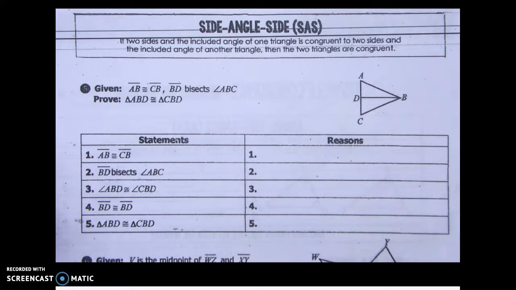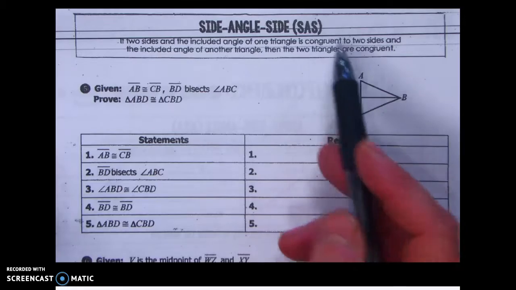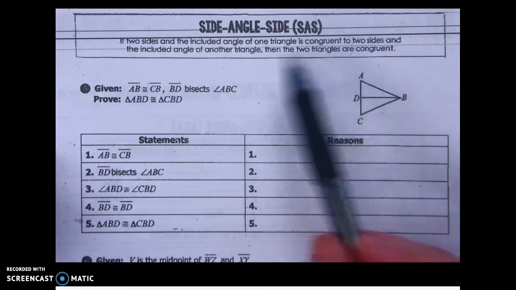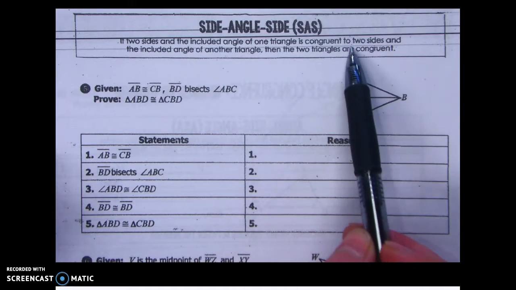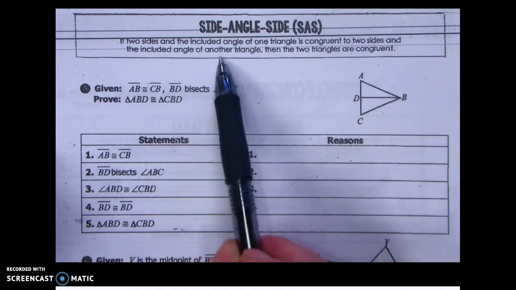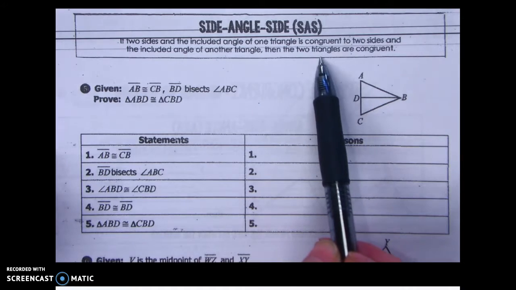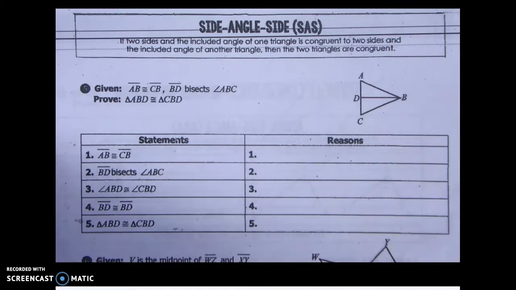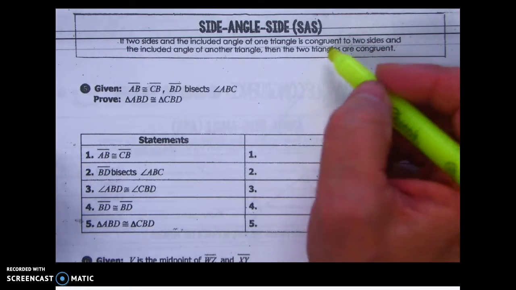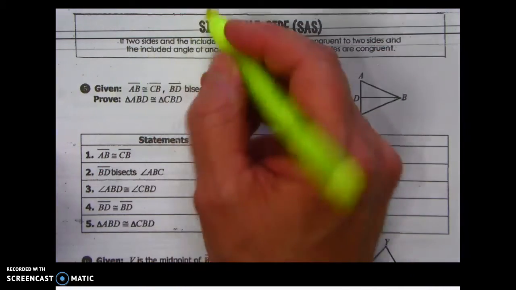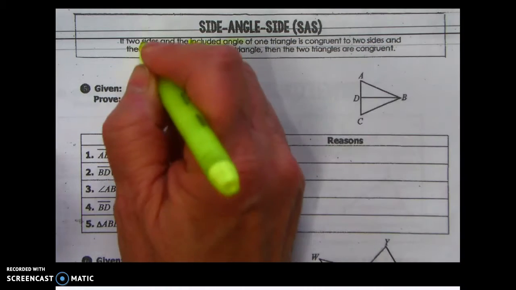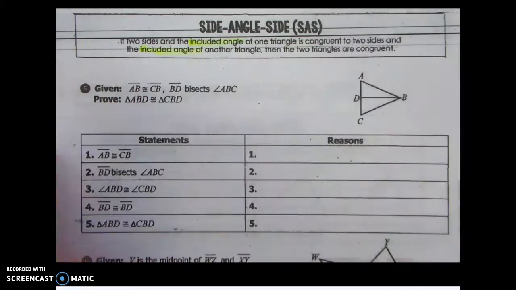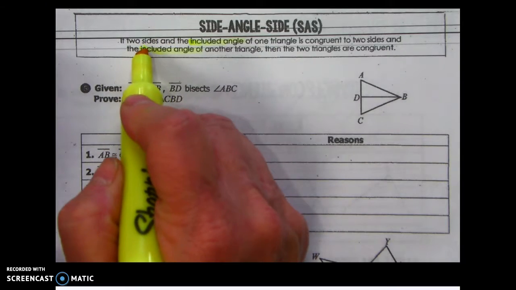Okay, now we're going to take a look at how side, angle, side triangle congruence works. So just to recap, if two sides and the included angle of one triangle are congruent to two sides and the included angle of another triangle, then the triangles are congruent. Keywords here that I want you to underline or highlight are two sides and the included angle. Again, two sides and the included angle. Very important that you recognize that it must be the included angle.